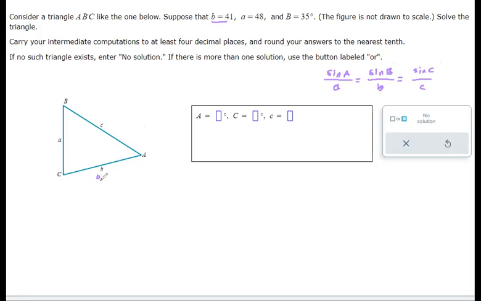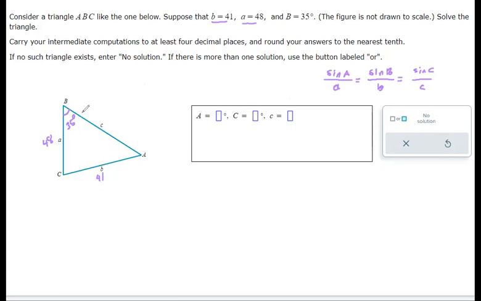In our case, we are given b is 41. So this is 41. And then a is 48. And then B is the angle measure. B is 35 degrees. Okay, so we want to find the missing part.